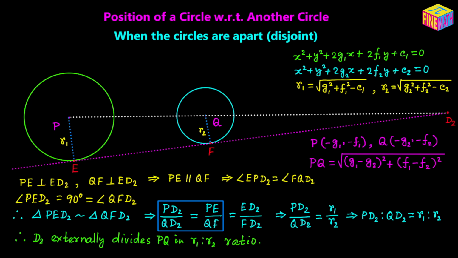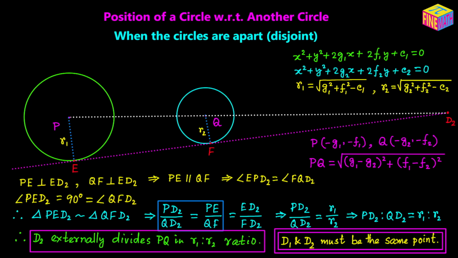So we cannot have two different points dividing a line segment in the same ratio. If a point has to divide a line segment in a particular ratio, that point has to be just a single point. We cannot have two different points on the extended PQ line that will divide externally the PQ line segment in two different ratios. So we can say that D sub 1 and D sub 2 must be the same point.